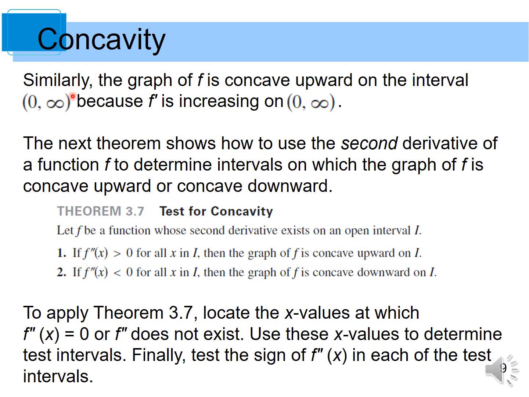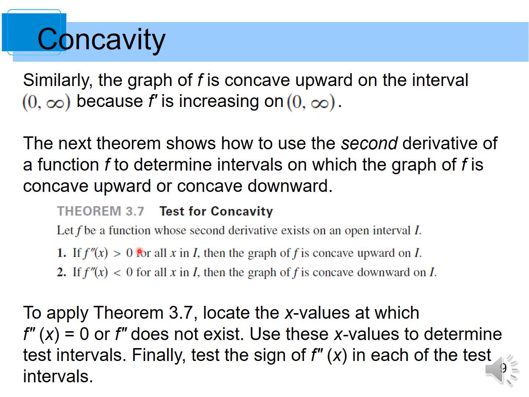Once again, similarly, the graph of f is concave outward on the interval from 0 to infinity because f prime is increasing from 0 to infinity. The next theorem shows how to use the second derivative of a function f to determine intervals on which the graph of f is concave outward or concave downward.